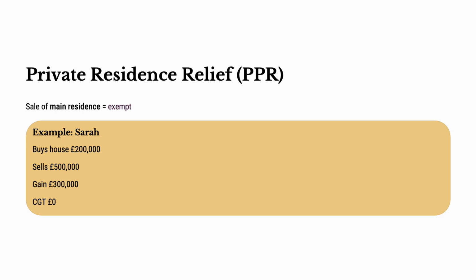Sarah buys a house for 200,000. She lives in it as her main residence for 10 years and sells it for 500,000. The gain is 300,000, zero tax on it. Sarah is lucky. This is very generous, and it is why most people in the UK never pay CGT on property sales. As long as it's your main residence, you are protected. Otherwise, of course, you make money, you pay money.